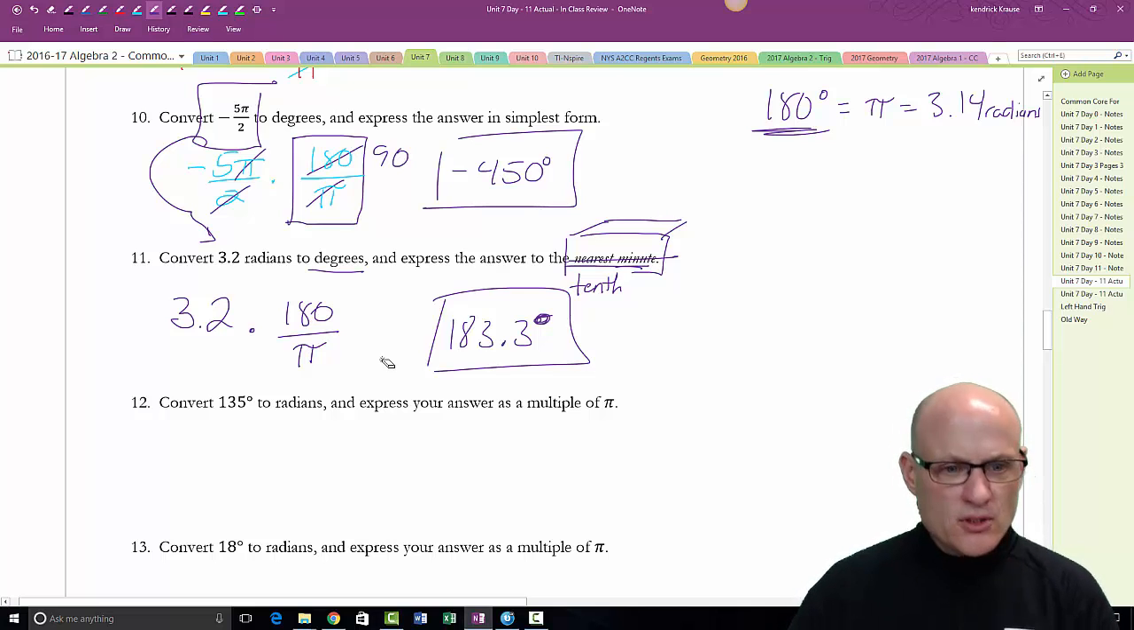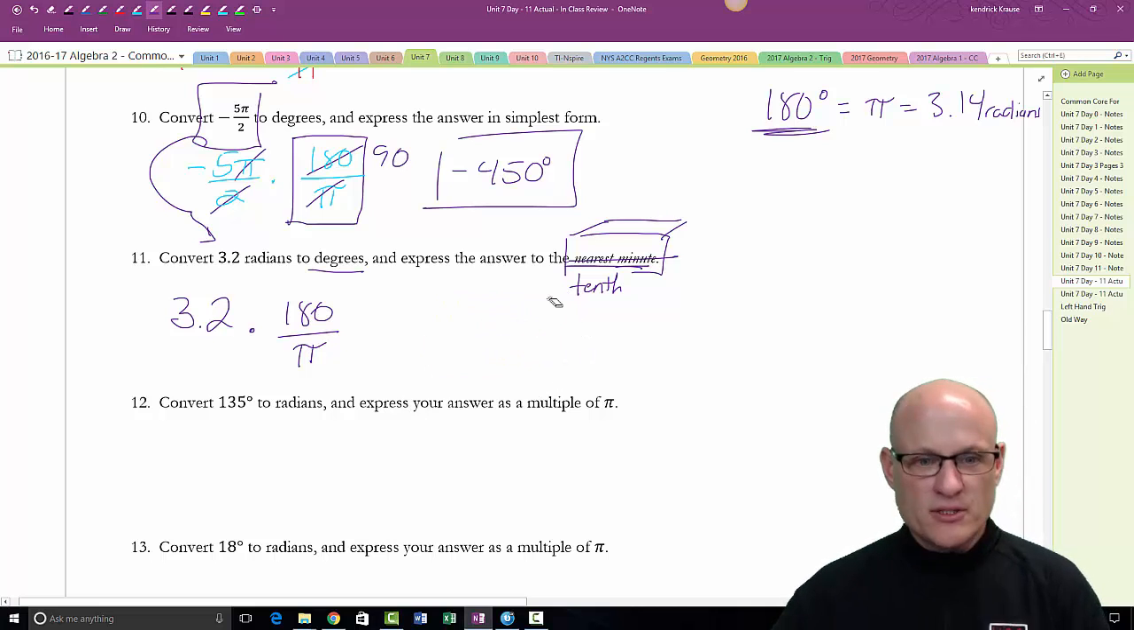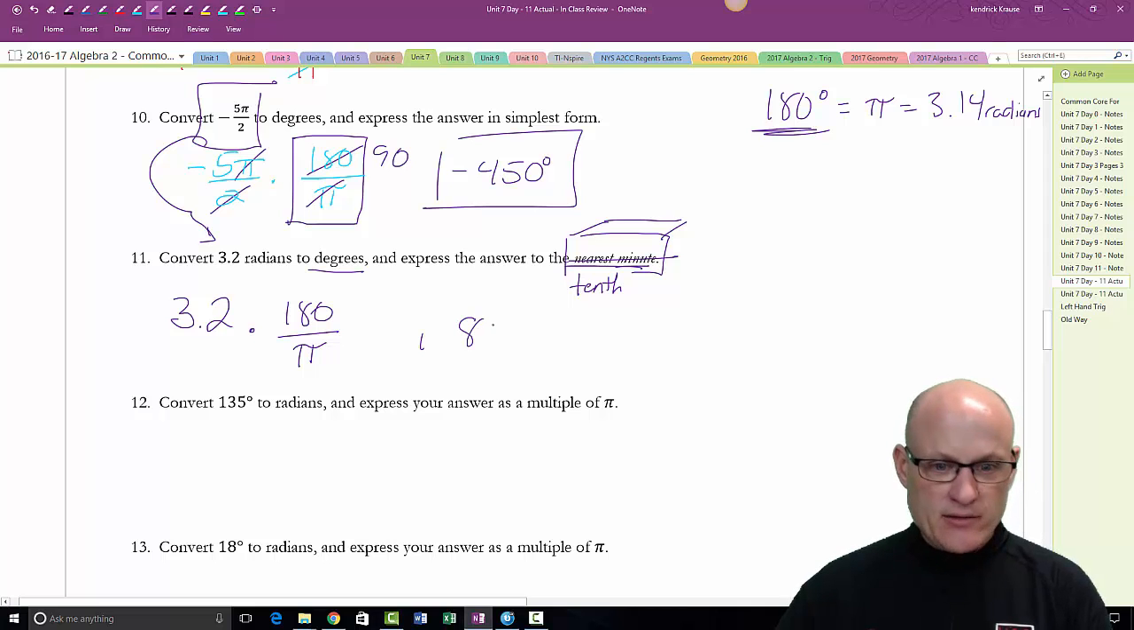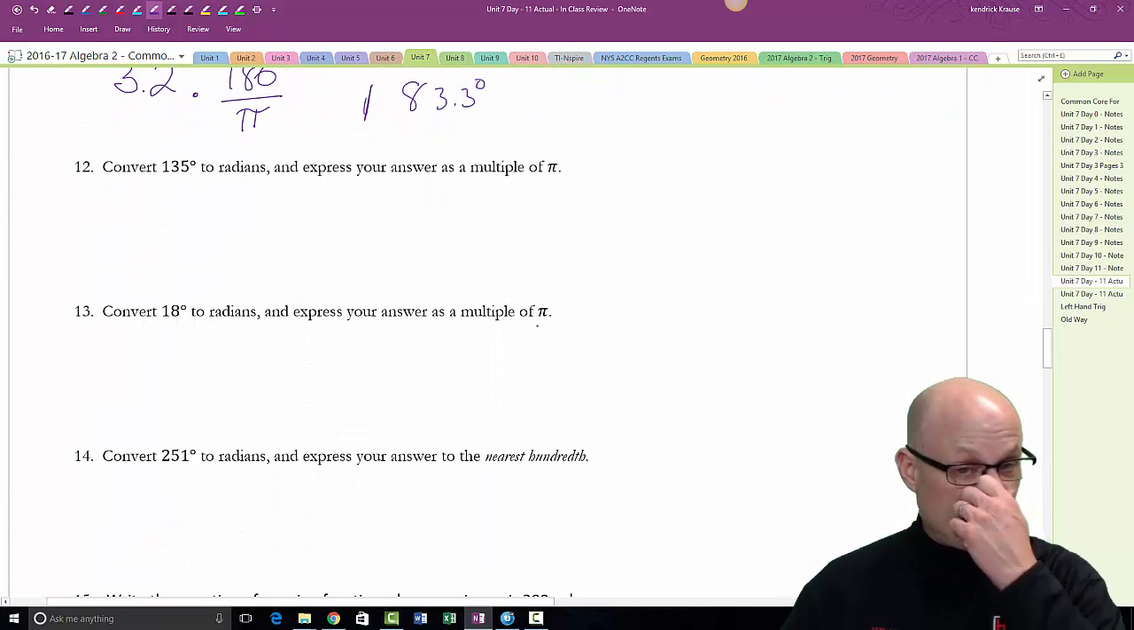Now, one of the things Miss Newman had on here is her answer was wrong. So 183.3 degrees. That's right. All right, convert 135 degrees to radians.